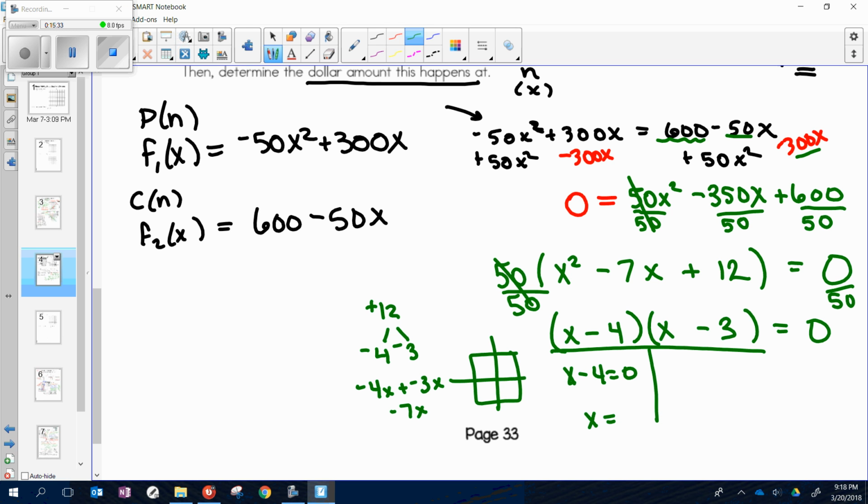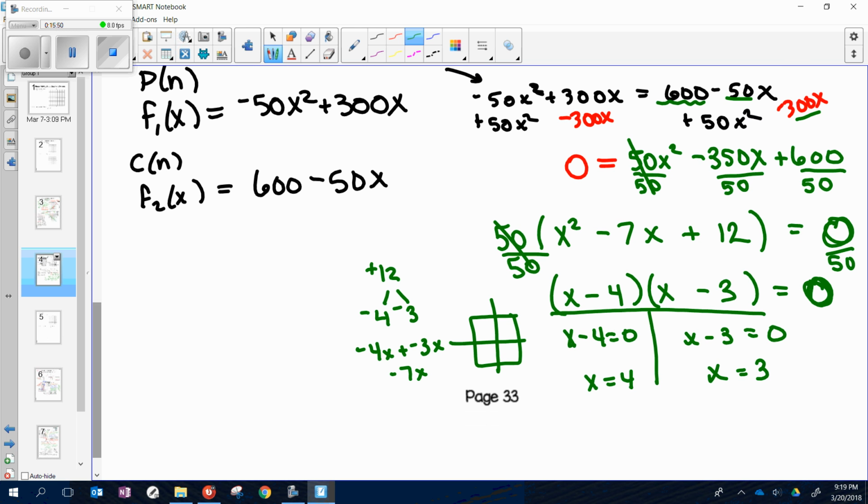Add 4, so I'd get 4. Set x minus 3 equal to 0. Don't forget your equals 0. I've been telling you guys it's important. It really is. Add 3 to the other side. X equals 3. Wait a minute. Something's wrong. Nope, I lied. Okay, so my signs are right. I got minus 4s. I got 4s and 3s.